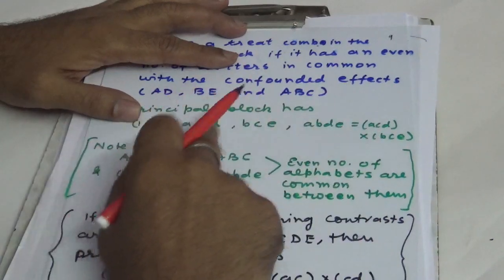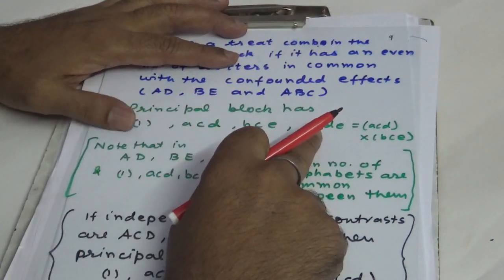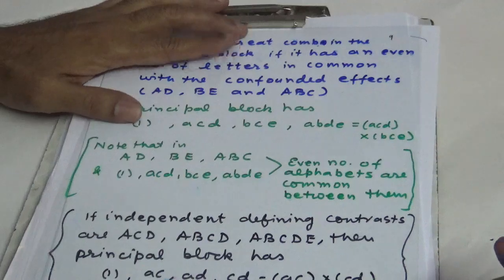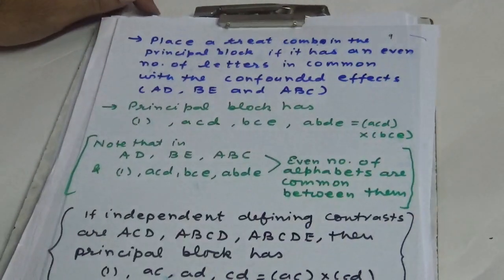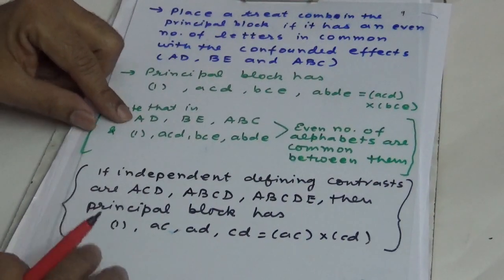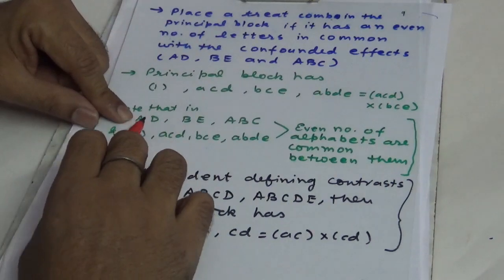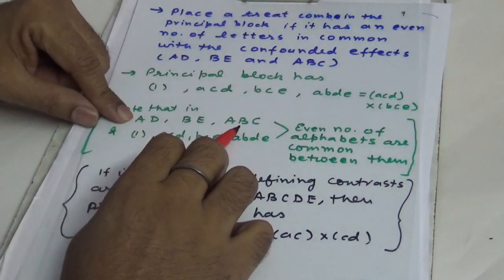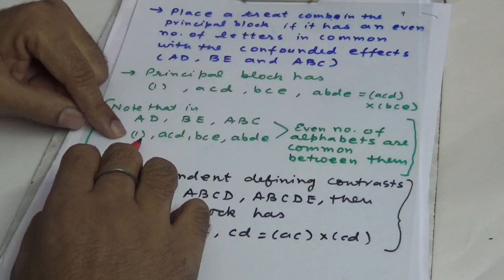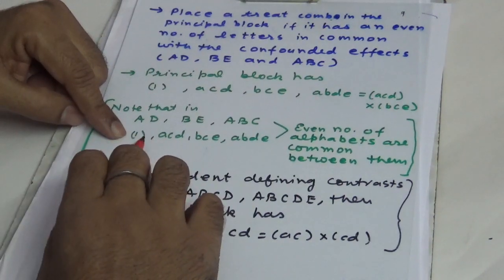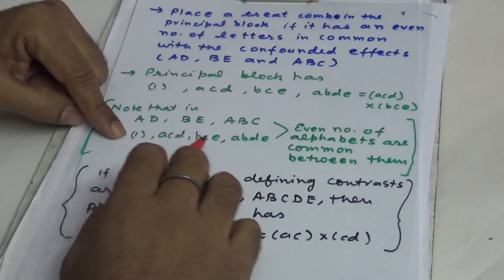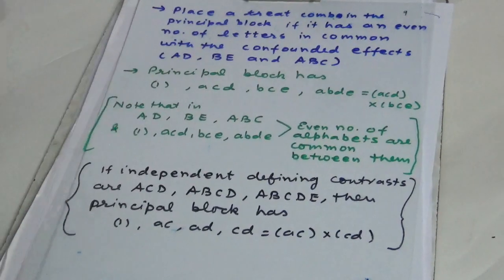Right, so 1, 2, 3, 4. These are the 4 treatment combinations which are going to be in my principal block, and you can finally check that AD, BE and ABC all have an even number of alphabets in common with respect to 1, ACD, BCE and ABDE.